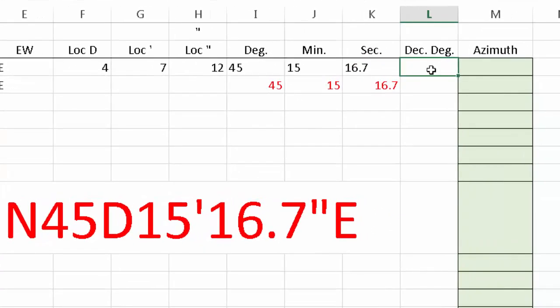To get the decimal degrees, we just convert, so we have degrees plus minutes divided by 60, because there's 60 minutes in a degree, and then seconds divided by 3600. There's 60 seconds in a minute and 60 minutes in a degree.